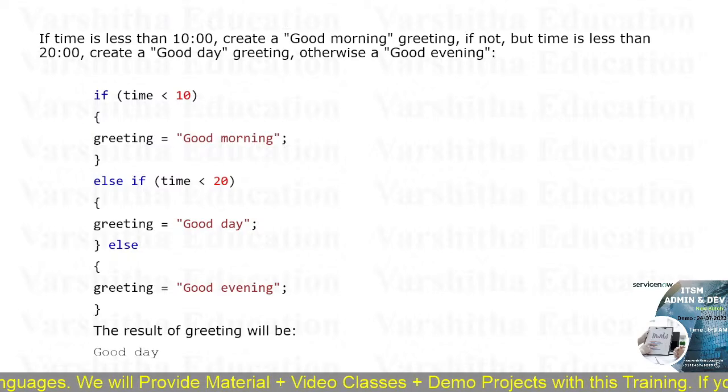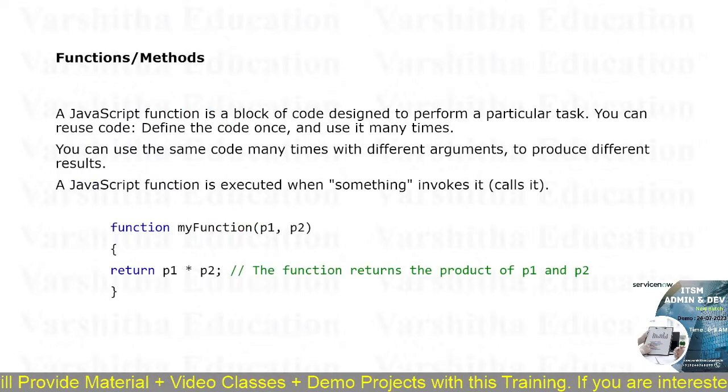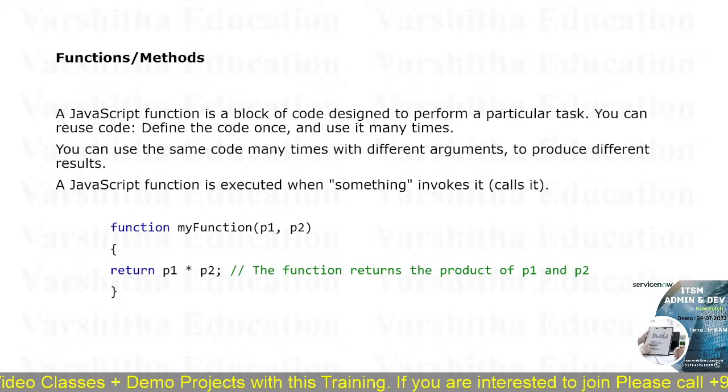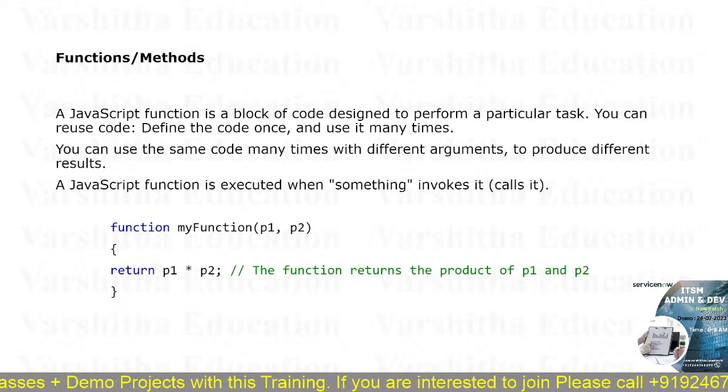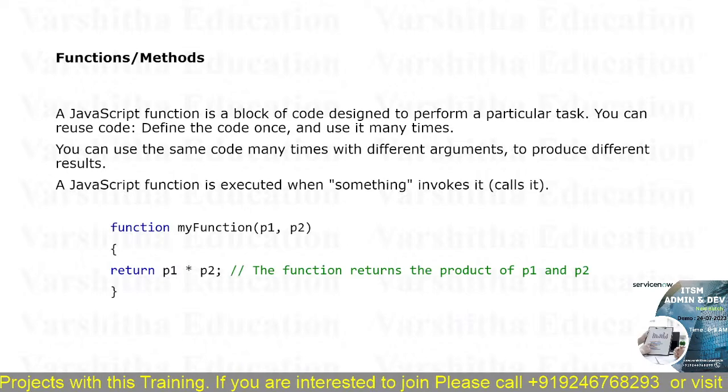So these are the kinds of multiple conditions or multiple statements we need to give for the execution area. And then finally, we need to discuss one more area, that is the function, or method. What is meant by function? A JavaScript function is a block of code designed to perform a particular task.